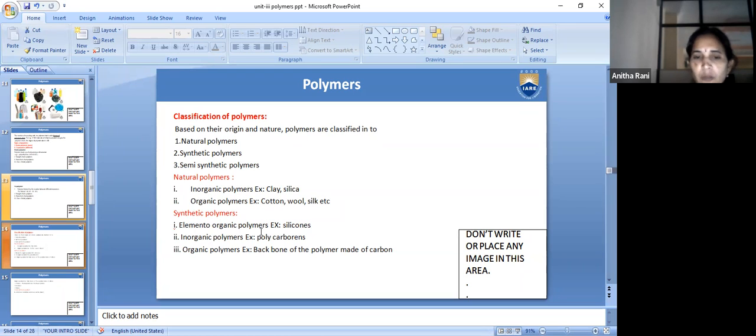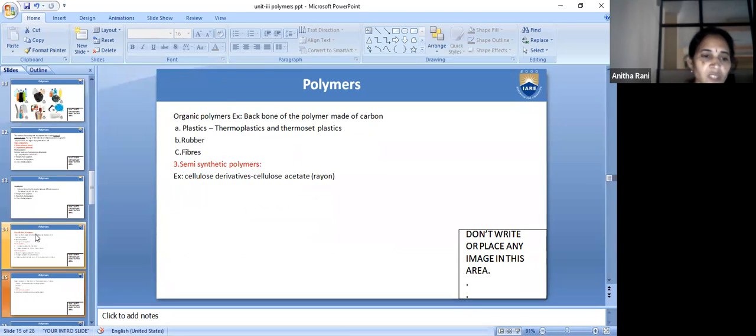Synthetic polymers are also of three types. Elemental organic polymers, such as silicones, for example silicone rubber. Inorganic polymers, such as polycarbonates, where we use carbon, boron, and hydrogen to prepare the polymer. Organic polymers are those which have carbon as the backbone of the polymer. That is known as organic polymers.